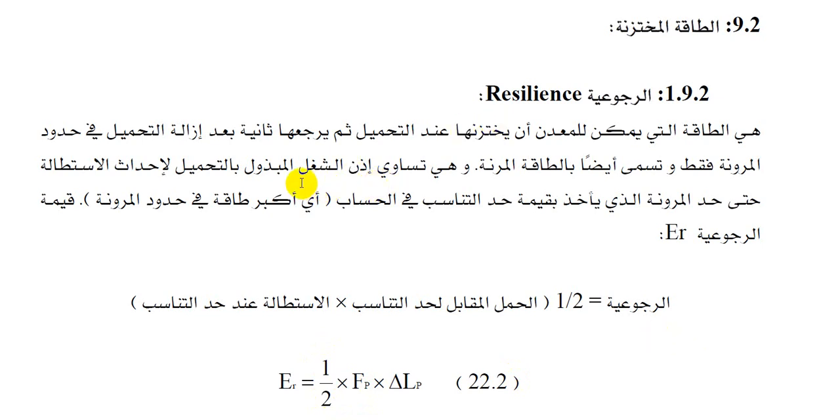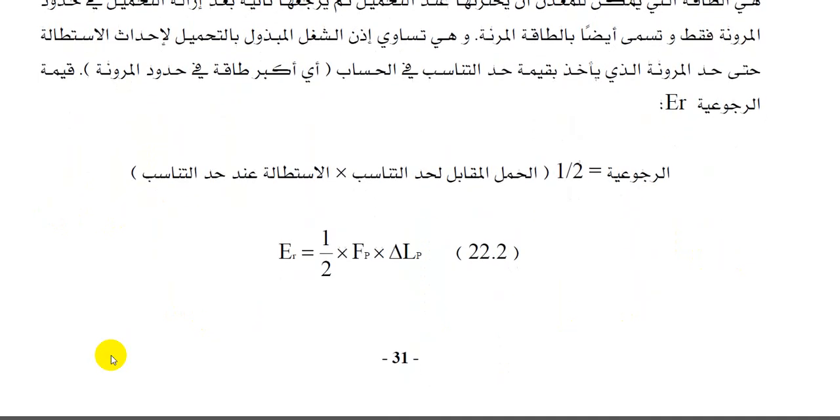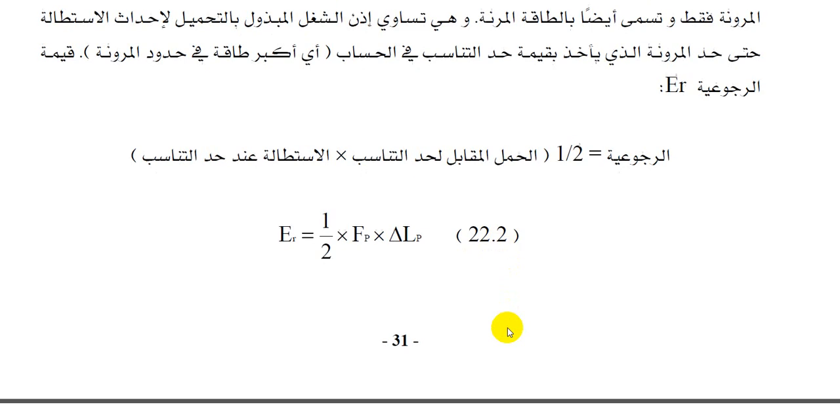Then it equals the work done by loading to inflict elongation up to the elastic limit, which takes the value of the proportionality limit in consideration, the biggest energy in the elastic region. The value of resilience is determined by the following equation: the resilience is 1/2 times the load corresponding to the proportionality limit times the corresponding extension, or elongation. This is equation 42.2 of the course.